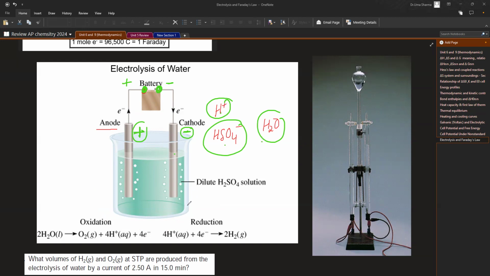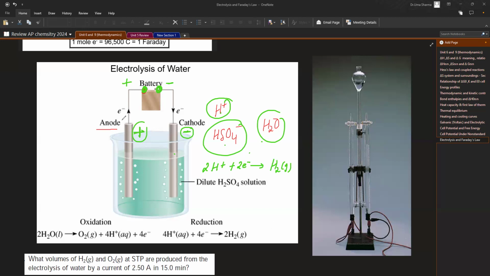H plus, definitely, yes. And what will happen to H plus? It will gain electrons. And what is the standard form of hydrogen gas? H2. So I can say 2H plus gaining 2 electrons. This is the cathode reaction.